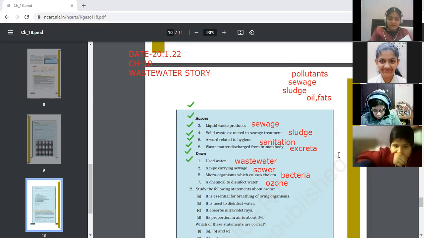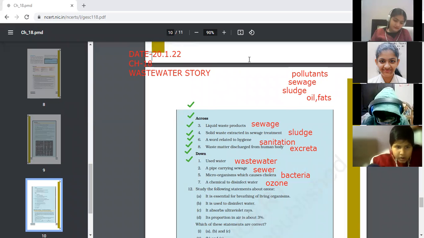Next, question number 12. Study the following statements about ozone and give the most appropriate answer. So which one is true? Ma'am, I think the second part, B and C. Yes, true. The second part is true, children. You can tick the second part. Okay, so this was your back exercise. I want each one of you to kindly write down the question answers in the notebook. Kindly continue doing it.